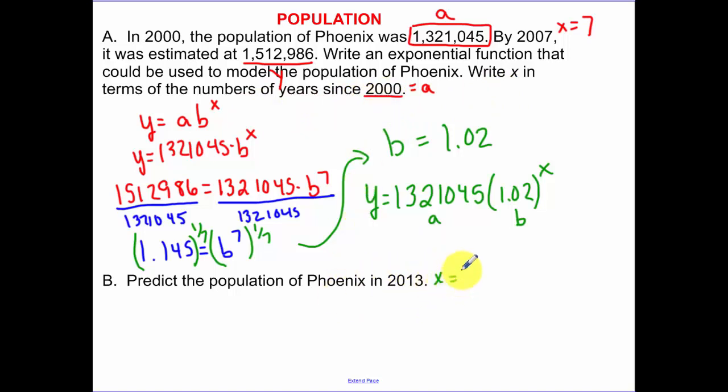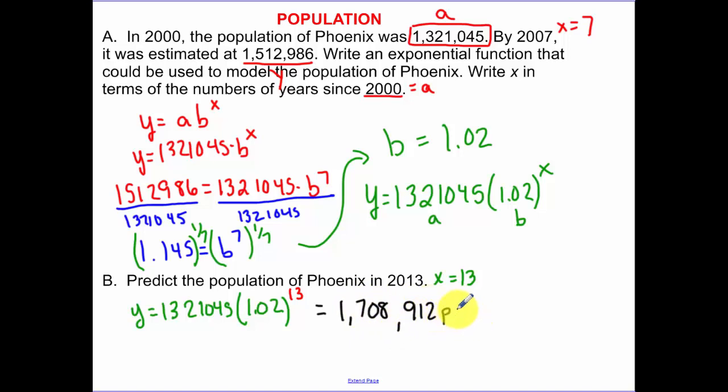2013, x equals 13. So what we're going to do is plug into our equation, we're going to plug in 13 for x. And again, this is all calculator work. Putting that in your calculator, I got 1,708,912 people. Okay? So that's all, again, calculator work.